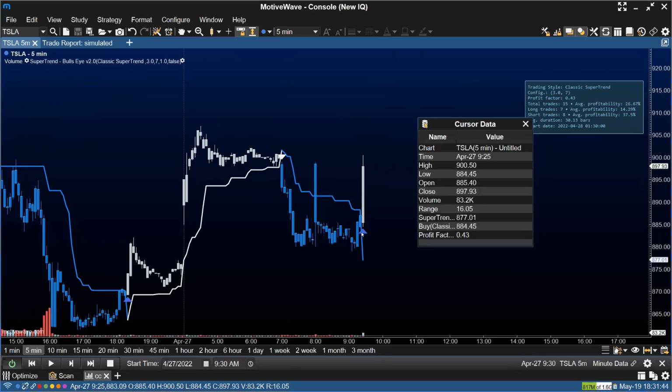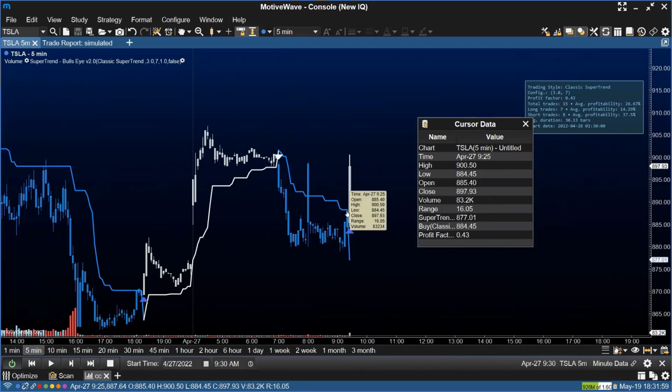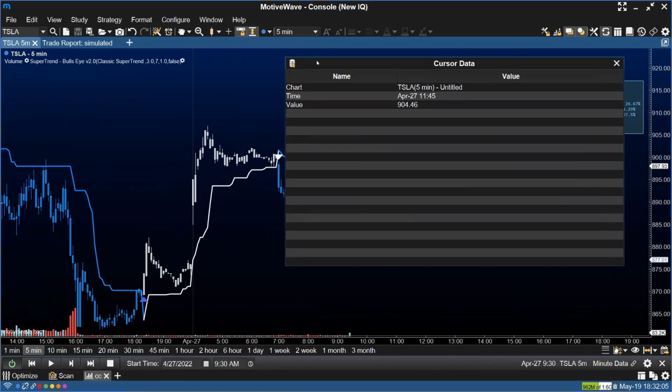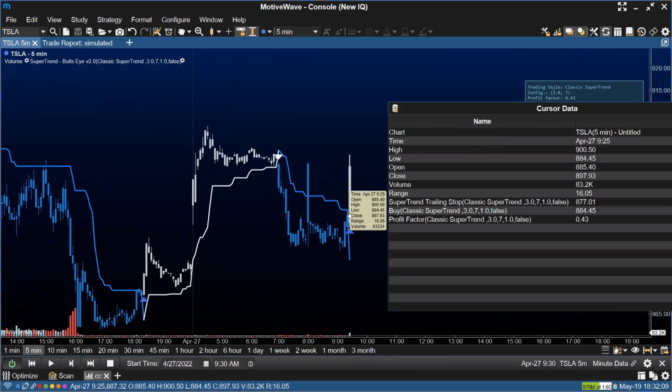So for Supertrend Bullseye, there's only really two important signals, which are the Supertrend buy and Supertrend sell signals. So if I widen this, we can see on this bar in the cursor data window, we have a buy signal for Supertrend Bullseye, and here we have a sell signal.